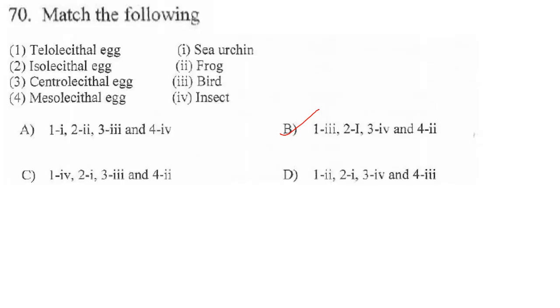Then match the following. Telolecithal egg, so it is of bird. Answer is 1, 3. Then next one, isolecithal egg is for sea urchin, centrolecithal egg is for insect, and mesolecithal egg is for frog. So the answer is option B.